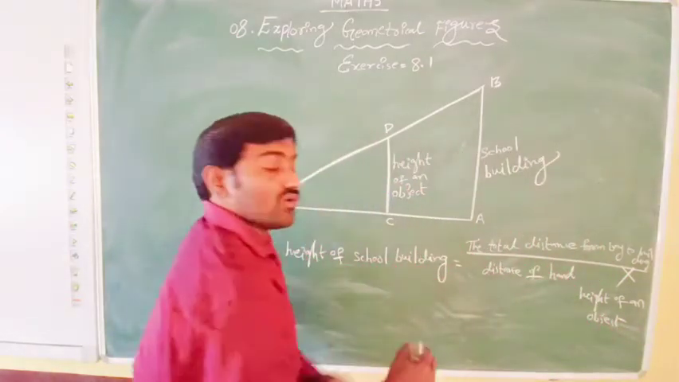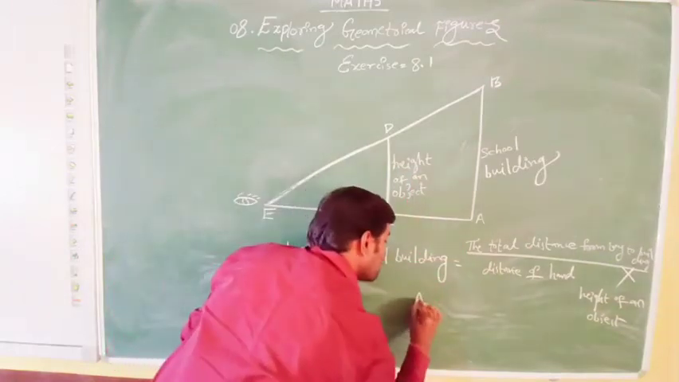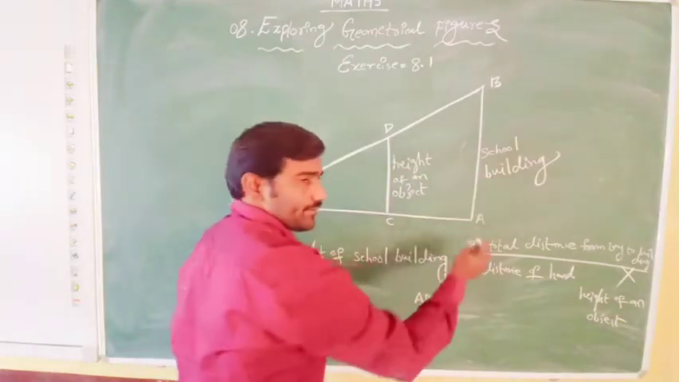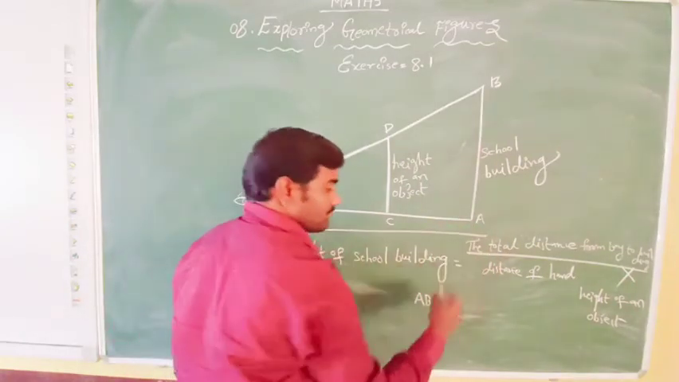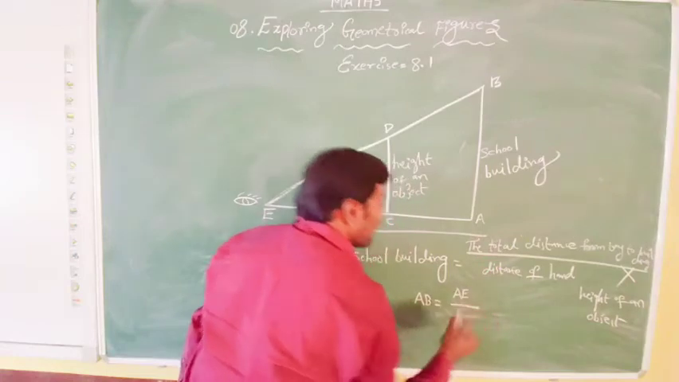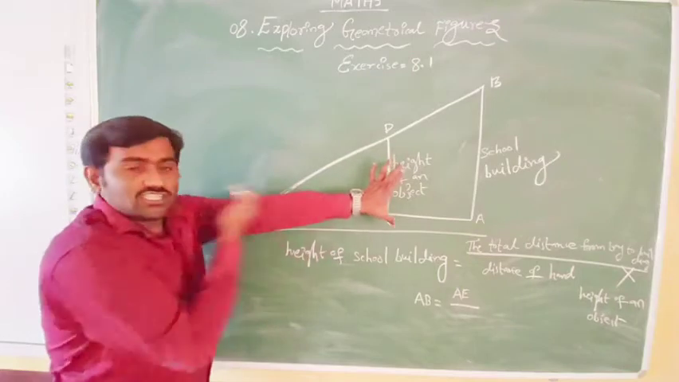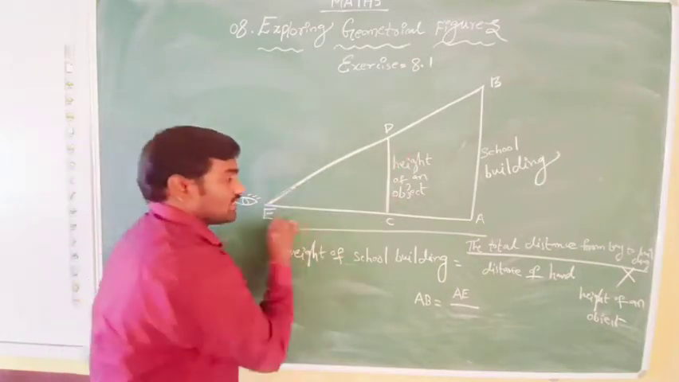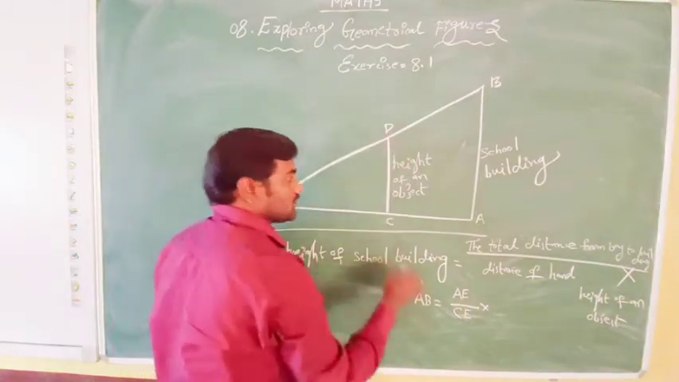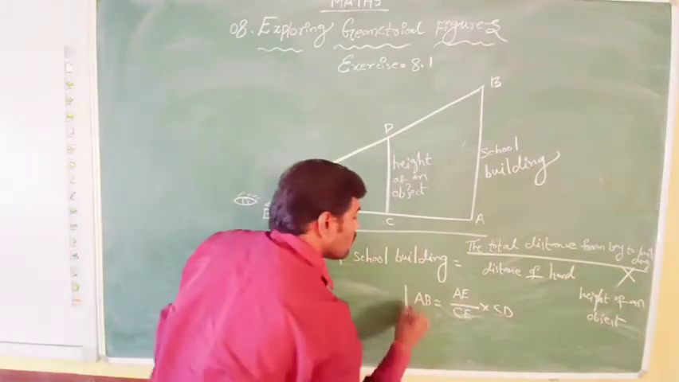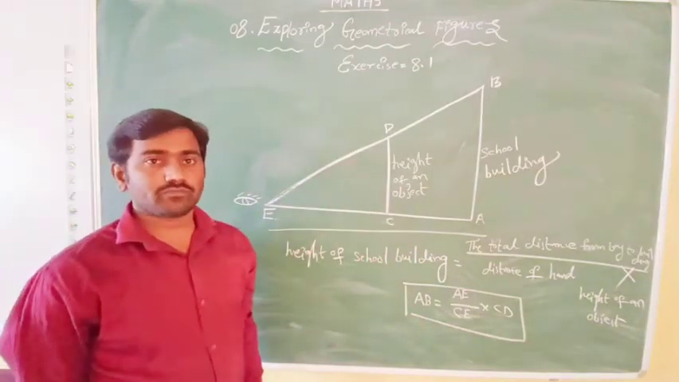Height of an object which you hold in the hand. So simply I will write in the numerical terms. I want to find out the height of the school building, that is AB. That is equal to AE, the total distance, divided by the distance of the arm, nothing but the distance of the hand till here, that is CE, into the height of the object, that is CD. So by this formula we can find out the height of any object.